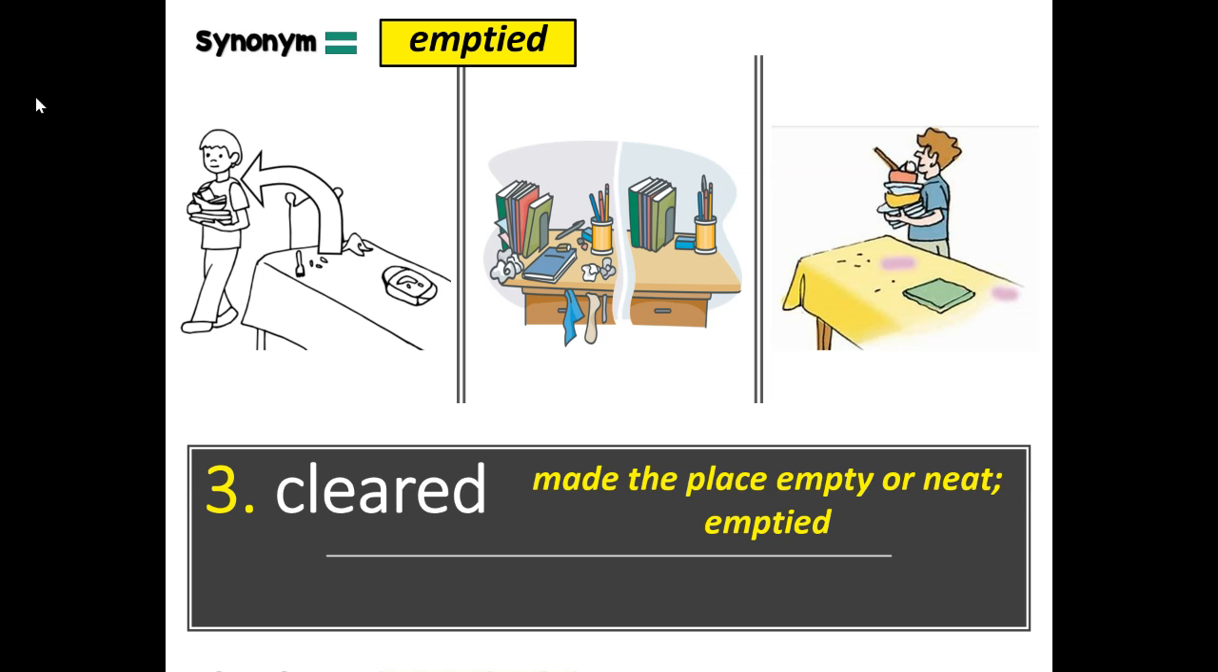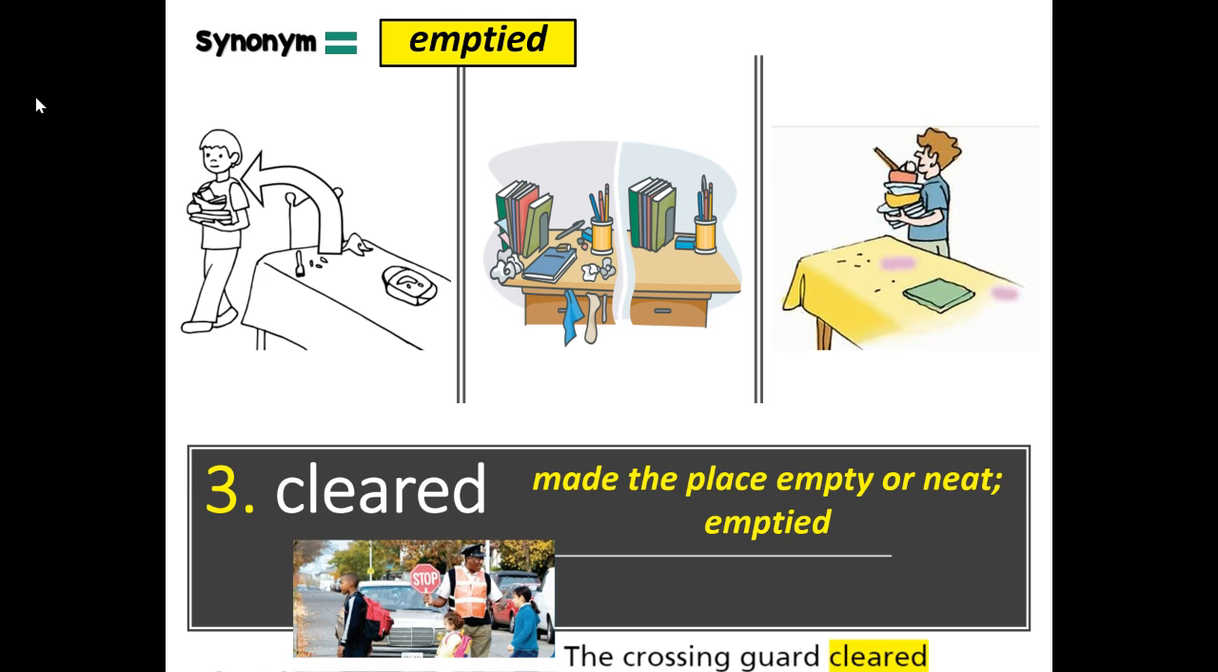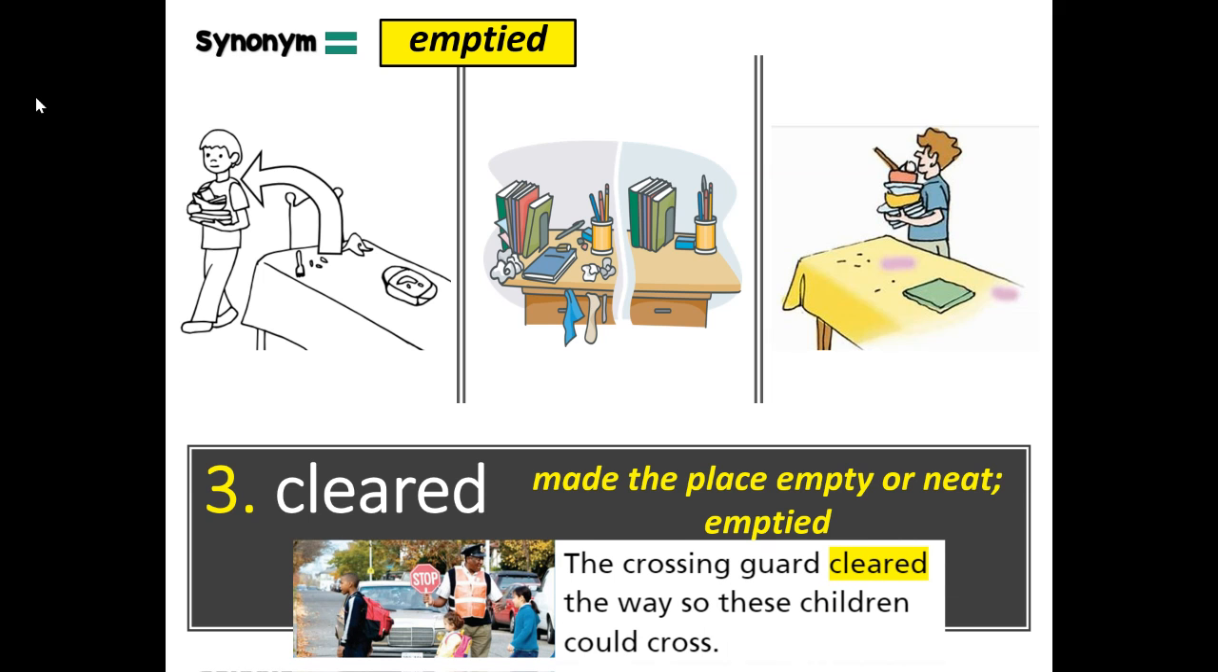He emptied the table of all the dirty dishes, or she emptied the desk of all the cluttered mess. Cleared means emptied. The crossing guard cleared the way so these children could cross. So you could also say the crossing guard emptied the way so these children could cross.